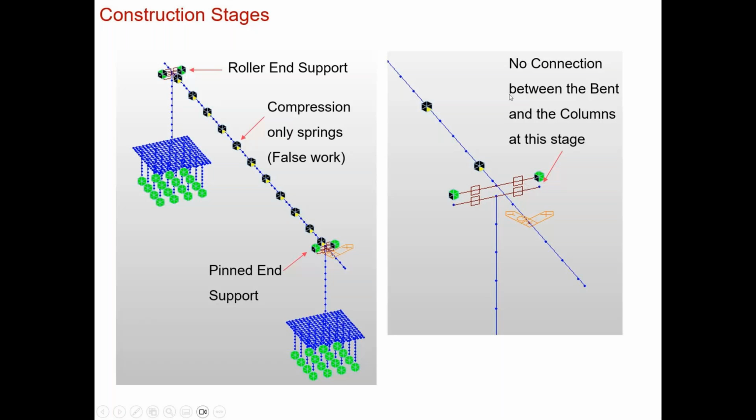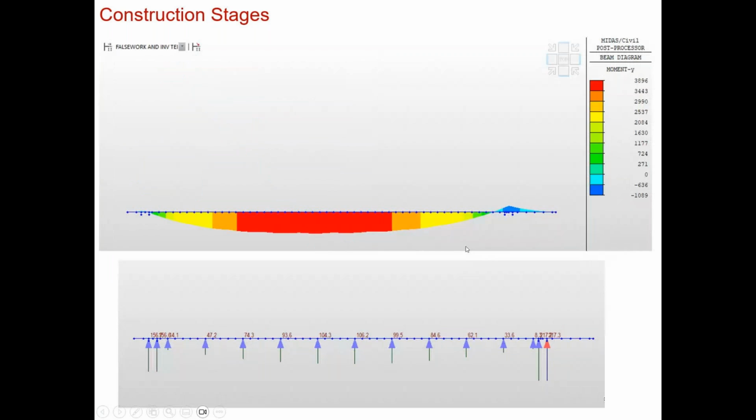You can see here, if you zoom in, the inverted T at this stage is only sitting on the point springs in the middle, which represent the bearings, and the rigid supports at the ends, but there is no connection yet developed to the column or the bearings, so we don't have springs activated at this stage.